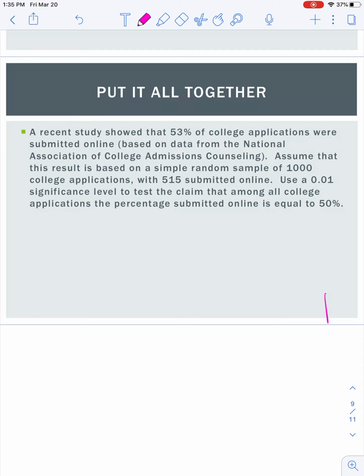Okay, so there's a lot of numbers going on in here. Let's look at what's actually being said. The claim at the 0.01 significance level is that the percentage that's online is equal to 50%. That's the claim. So let's focus on that because that gives us our hypotheses. Our null hypothesis will be that the proportion, so we're talking about percentages, so this must be a proportion problem, not a mean problem. So we're using p, not mu. P equals 0.5, that's 50%. And they don't say greater than or less than, so it's a not equal to problem. So our alternative hypothesis is p does not equal 0.5.